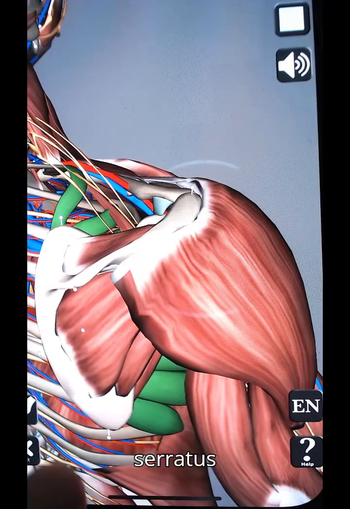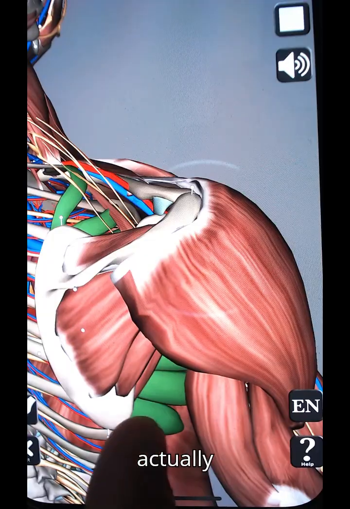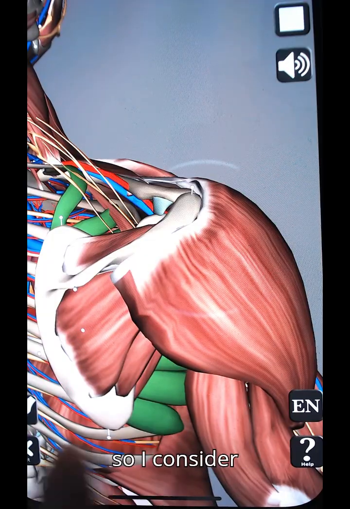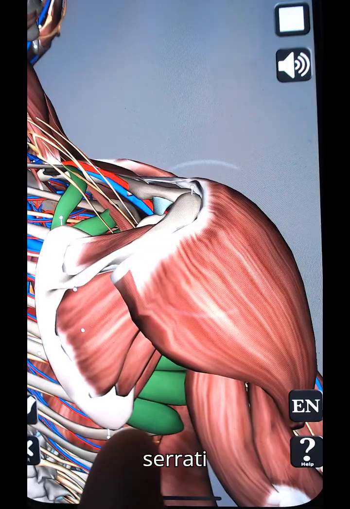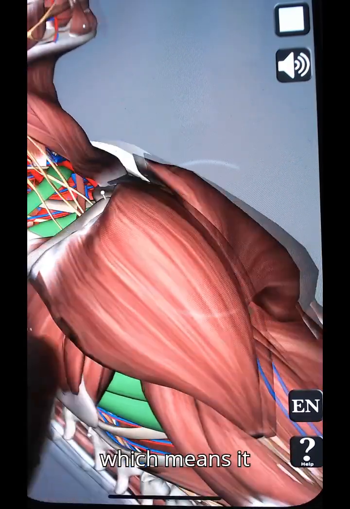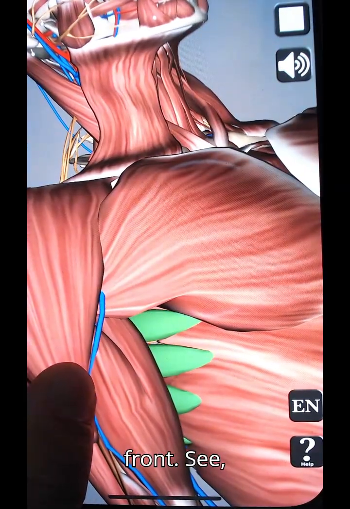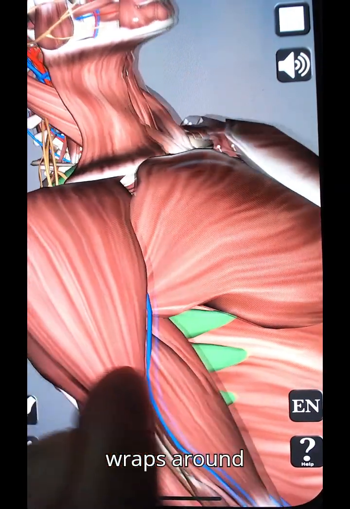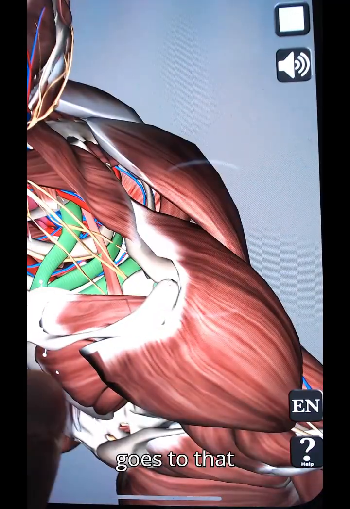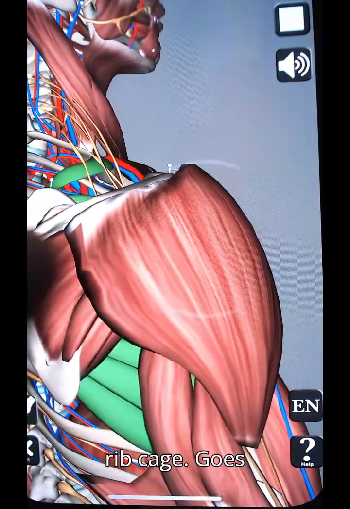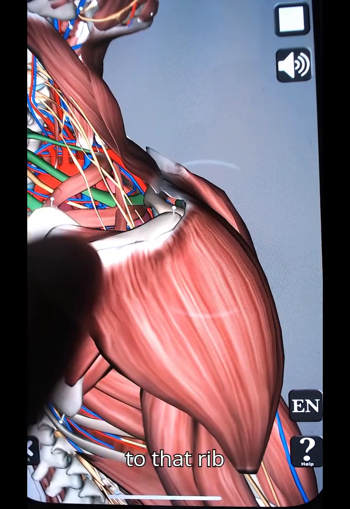This is called your serratus anterior. See that? It actually originates back here. And so I consider it more of a back muscle, but it's not a posterior serrati muscle. It is an anterior, which means it actually starts all the way in the front. See, it's a front muscle that wraps around your rib cage, but goes behind your scapula and goes to that rib cage. Goes to that rib cage there.